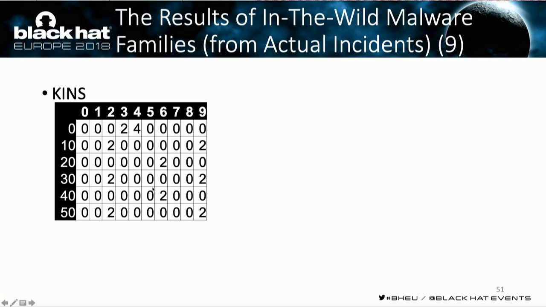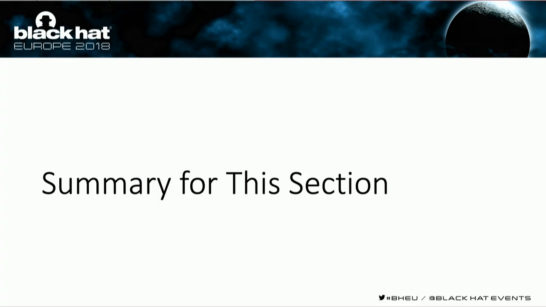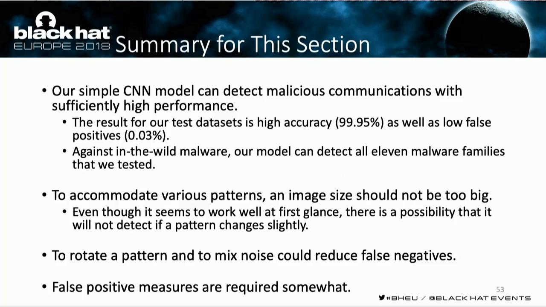Thus, our model is able to detect a variety of patterns and malware families. Okay, let's summarize this section. Our simple CNN model can detect malicious communications with sufficiently high performance. The result for our test datasets is high accuracy as well as low false positives. Against in-the-wild malware, our model can detect all 11 malware families that we tested. To accommodate various patterns, an image size should not be too big.